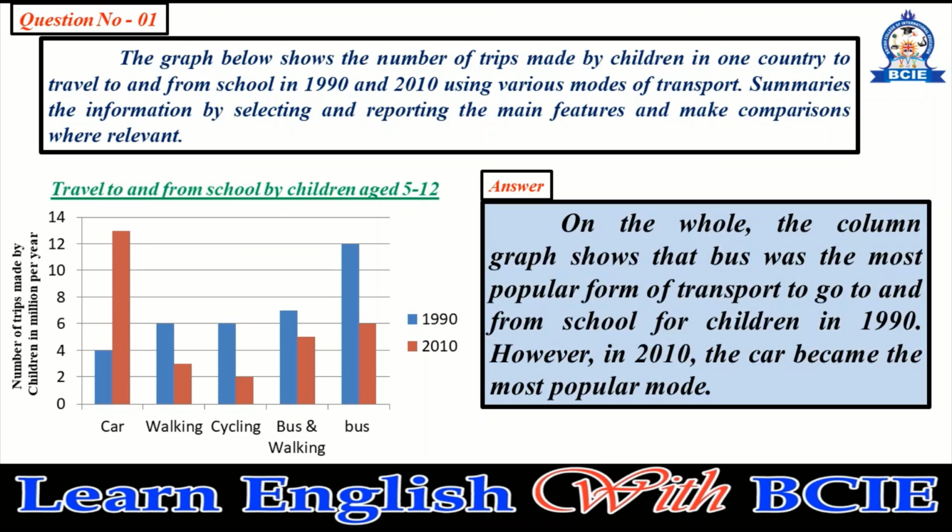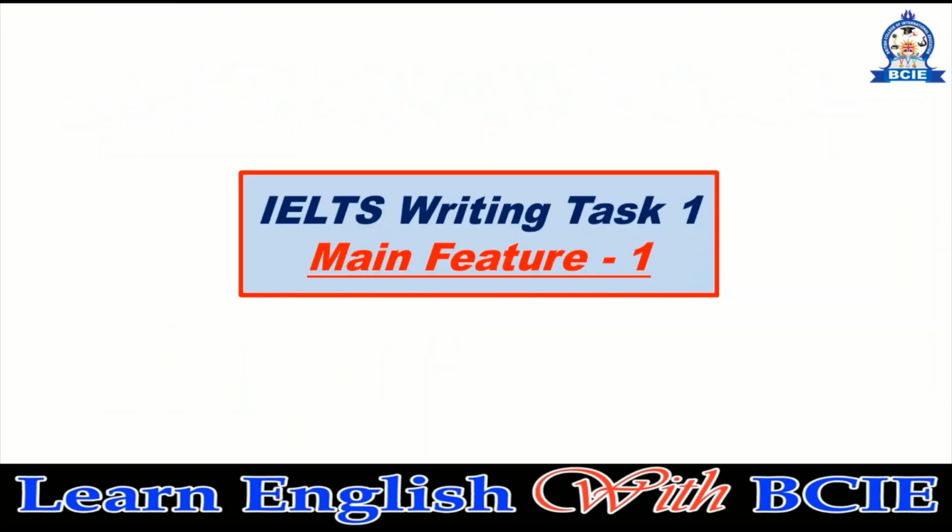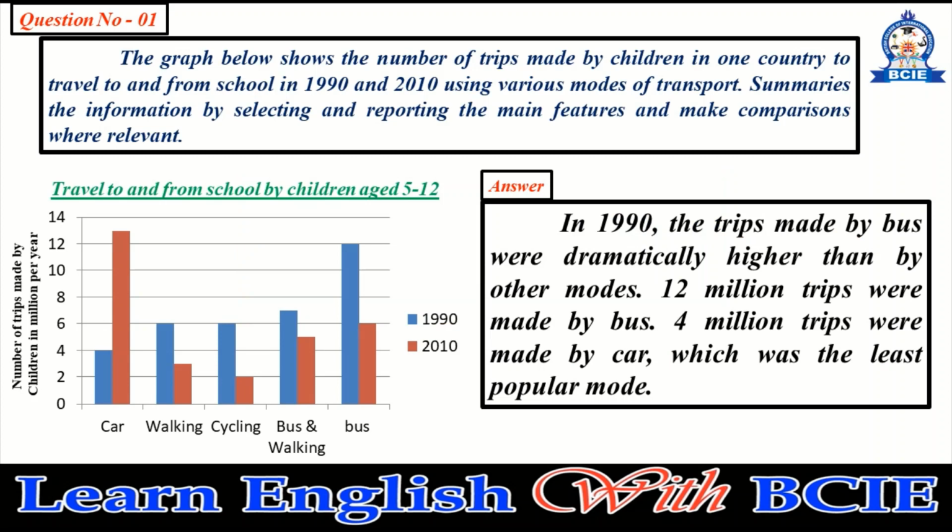On the whole, the column graph shows that the bus was the most popular form of transport to go to and from school for children in 1990. However, in 2010, the car became the most popular mode. Now, you have to provide specific details of your bar chart. Remember that you should group the main features of your bar chart into separate paragraphs.